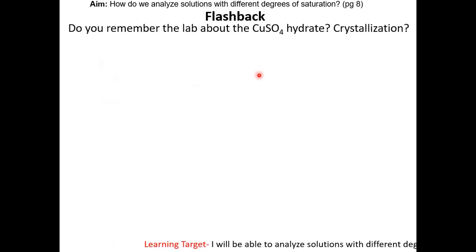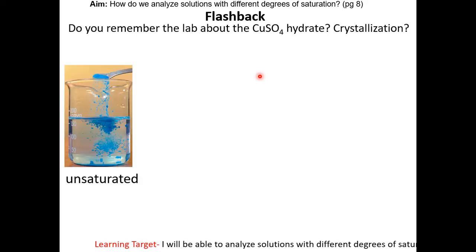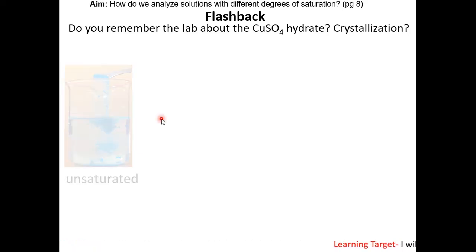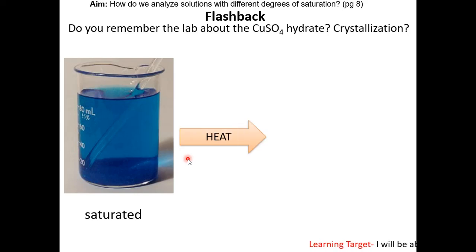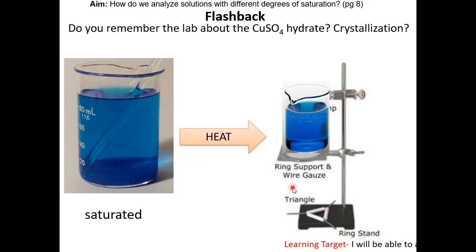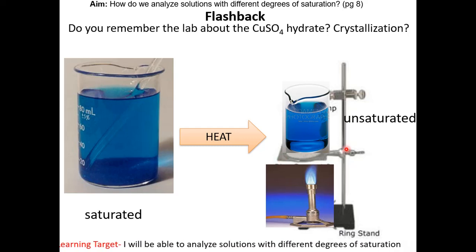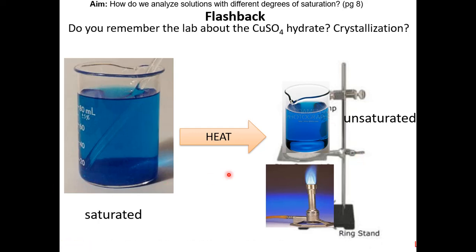This was something that we did last term, the crystallization of copper 2 sulfate pentahydrate. If you recall, we first made an unsaturated solution by adding some of the hydrate into water. Then we keep adding hydrate until the solution became saturated. Then we place the beaker onto a ring stand, and then we heat up the solution using a Bunsen burner. As the saturated solution is being heated, it's slowly becoming an unsaturated solution because the solid that was initially on the bottom is being dissolved at higher temperatures.